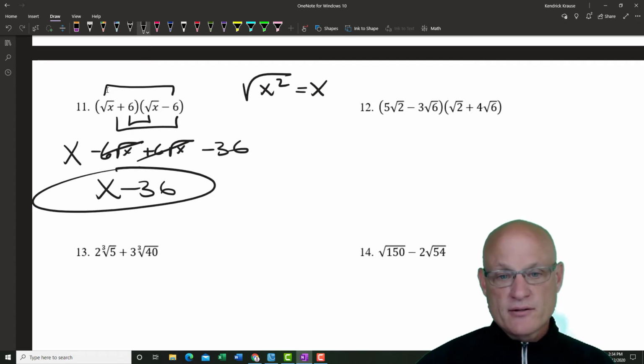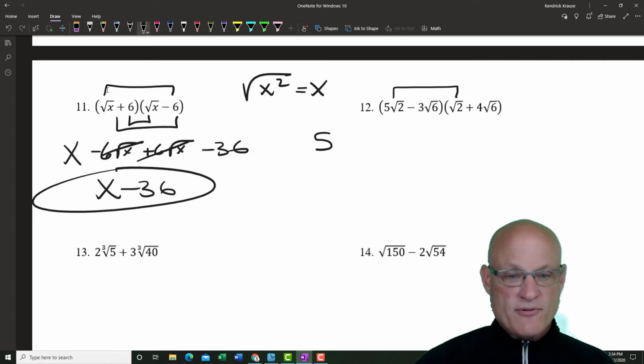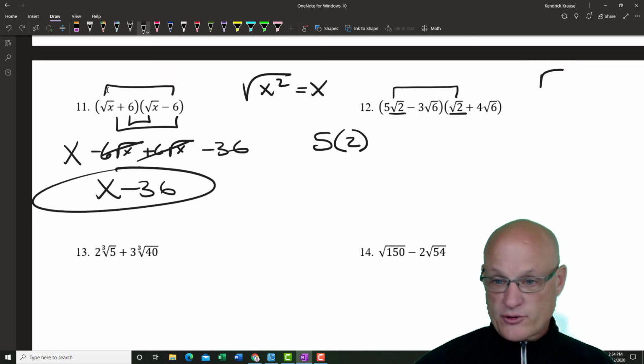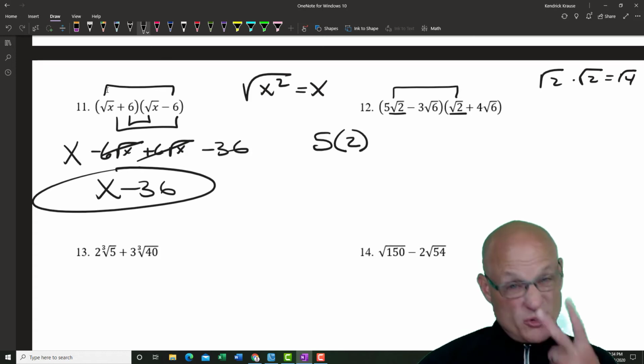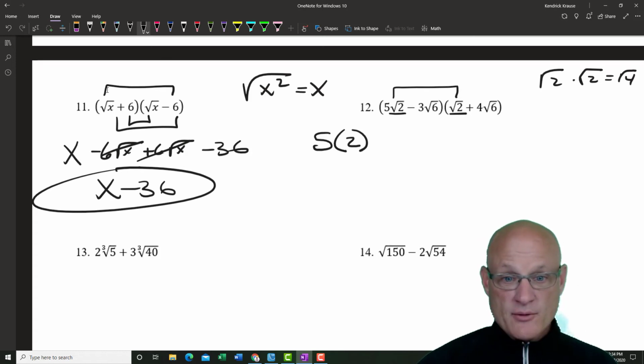This one's kind of a pain. 5 square roots of 2 times the square root of 2. So this isn't too bad. The square root of 2 times the square root of 2 is just 2. It really is the square root of 4. But isn't the square root of 4 just 2? All right, here we go. 5 square roots of 2 times 4 square roots of 6 is plus 20 square roots of 12.